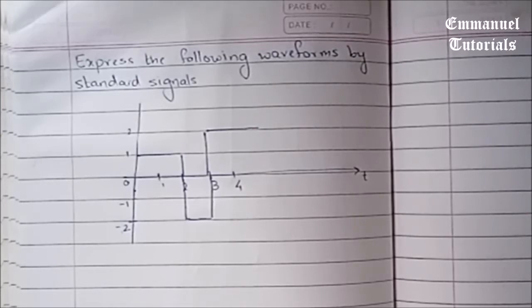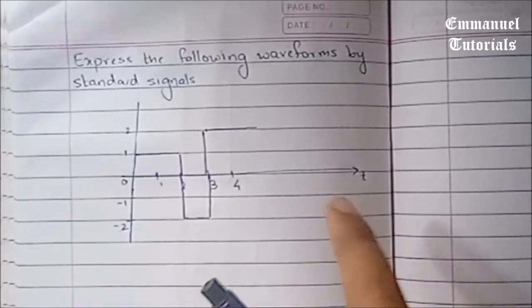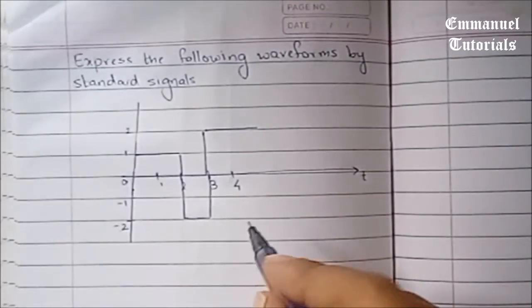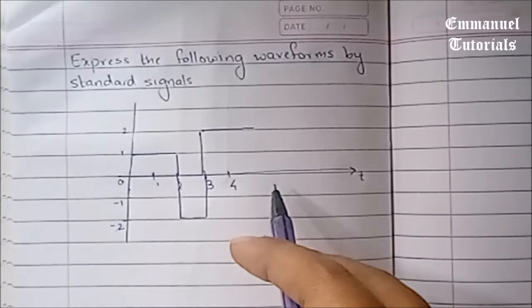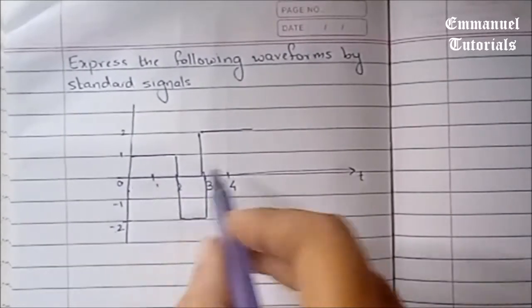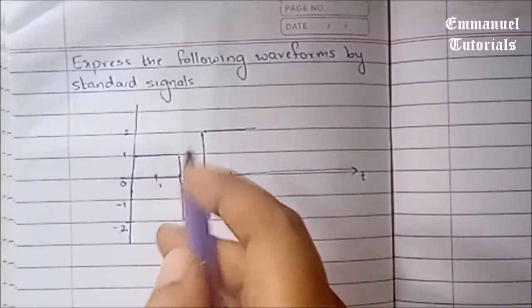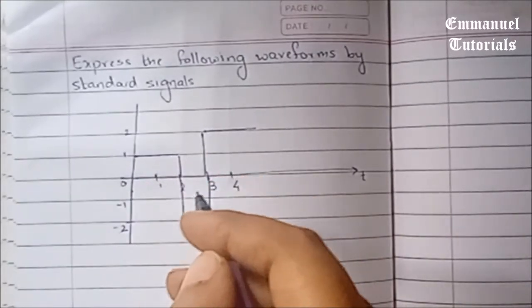Today we'll be seeing a sum related to signals and systems. Till now we have seen how to sketch signals from equations. In this problem which we are solving, we'll be seeing how to represent a particular signal which is given in the form of standard signals like unit step, unit ramp and so on.